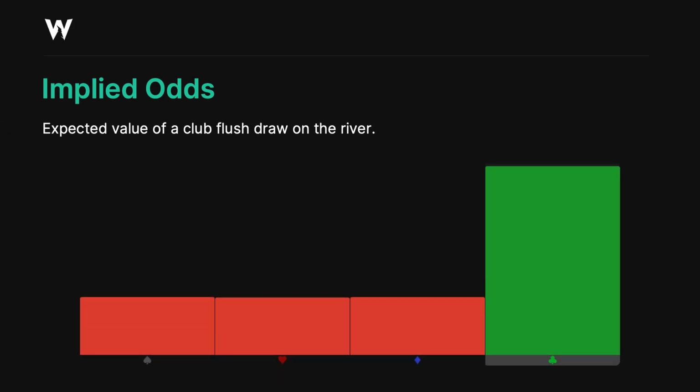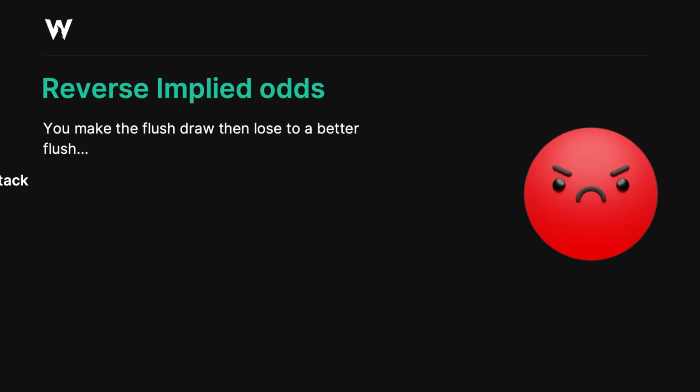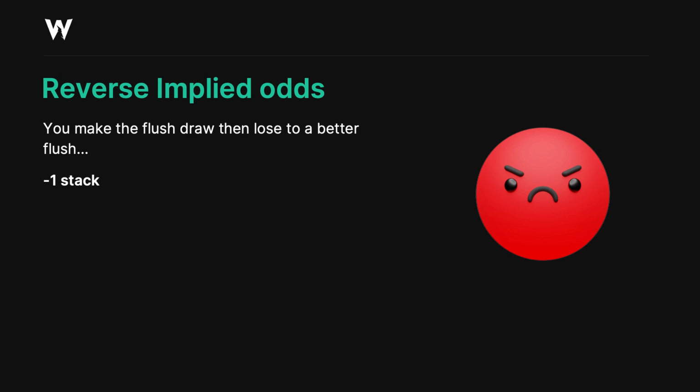Here we can see the expected value of a club flush draw on the river, and obviously it's going to be much higher when you hit, and you can get more money in this case and don't have to put more money in when you miss. Reverse implied odds also exist, so you could make the flush draw and then lose to a better flush and get stacked. This also happens, and solvers are very, very sensitive to implied and reverse implied odds, particularly in deep stack scenarios or 100 big blind cash games, for example. They're very sensitive to implied odds.